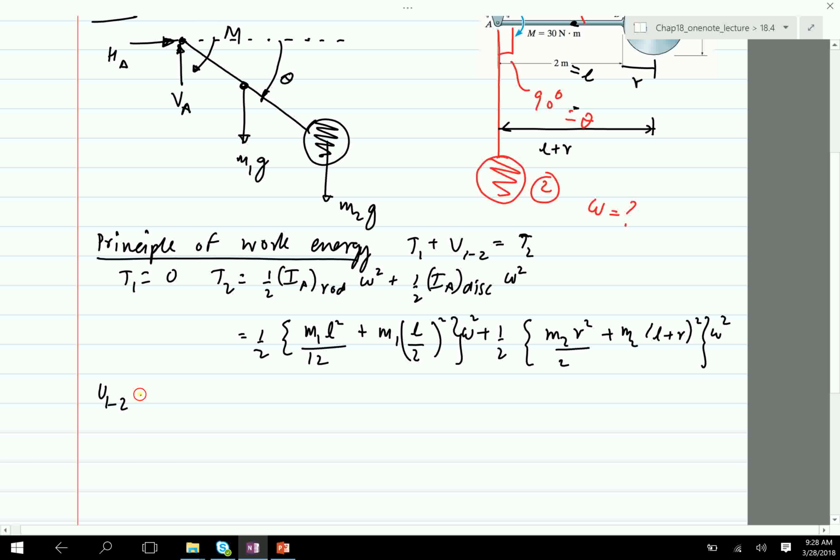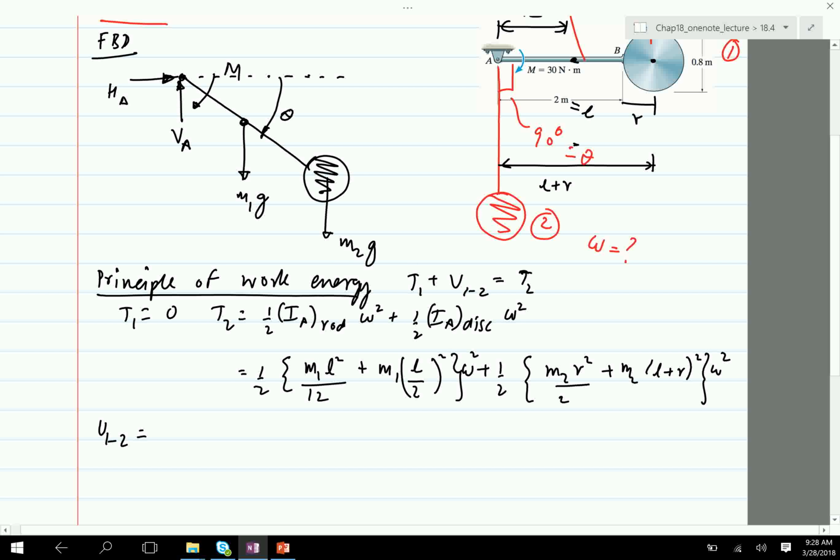Okay, and then finally the work done. For the work done, again, look at the forces. There are 5 forces: H, VA, M, m1g, and m2g, out of which HA and VA do no work because point A does not move. The only contribution would be due to capital M. That would be the moment times the angle turned, so it's going to be pi by 2 minus 0. Now the question is, what's the sign on this? M is clockwise, and the angle turned is clockwise.